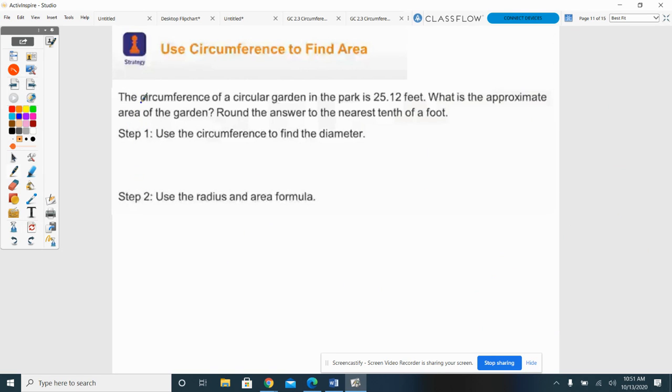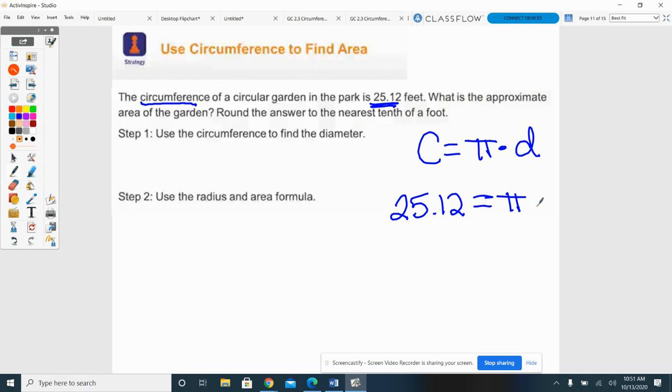This time they're telling us what the circumference is. Well, we haven't talked about circumference for a minute, so let's write that down. Circumference is pi times diameter. The circumference is 25.12 feet. So where the circumference is, I'm going to put 25.12 feet, and that is the pi times the diameter. Now they want to know the area. Well, I can't find the area without a radius. So I'm going to try to figure out what the diameter is first using this formula, and then I'll be able to use that to plug into the area.